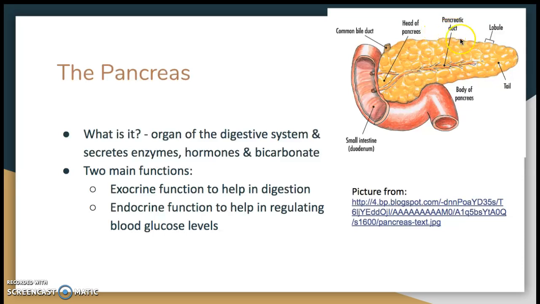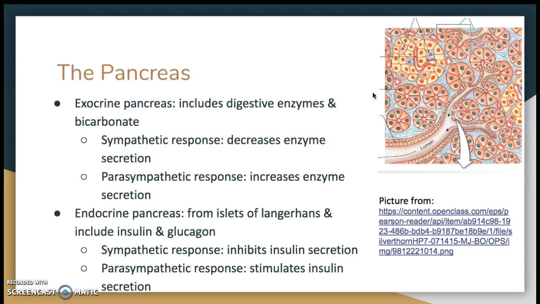In this picture, the yellow thing is the pancreas, and it sits on top of the small intestine, and it has a connection where it can secrete things into the small intestine. So the exocrine pancreas produces digestive enzymes and bicarbonate.